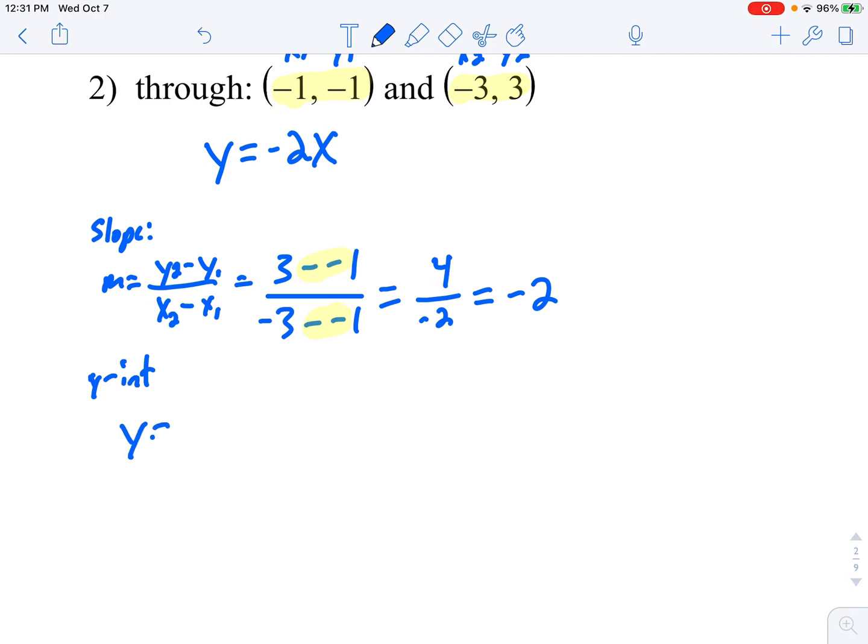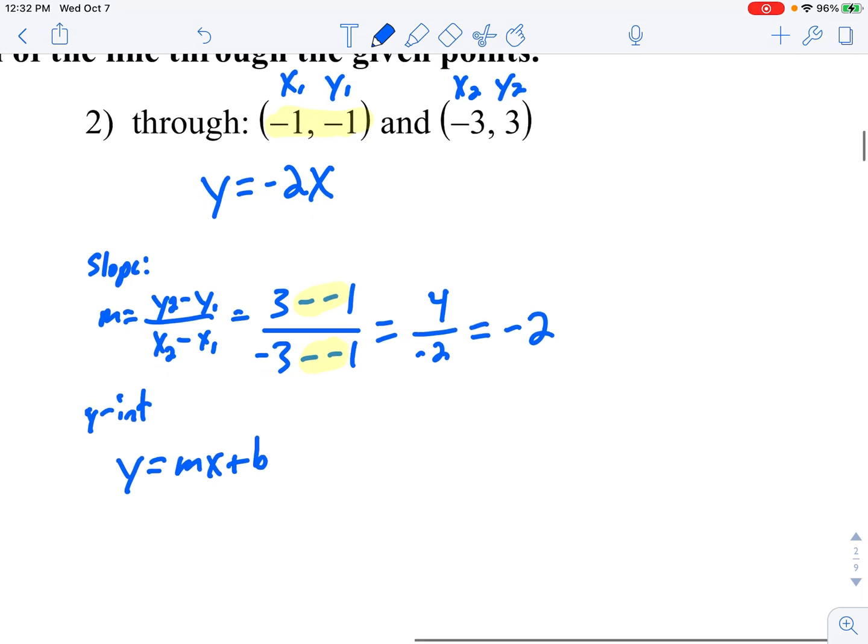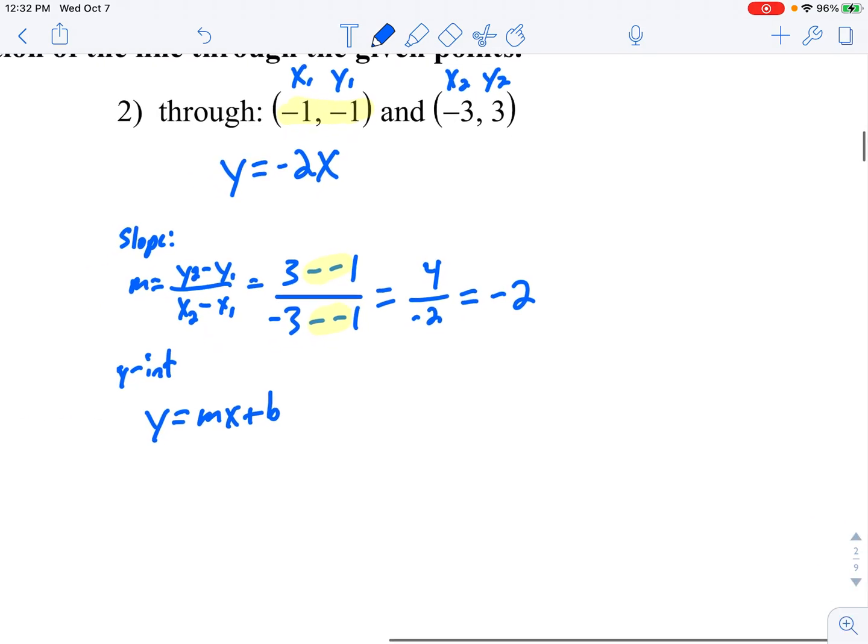And we're going to use y equals mx plus b. Just for the sake of consistency, let's say I'm always going to use the first point, whatever's given first. So y is -1, m we just figured is -2, times x, which is also -1, plus b.